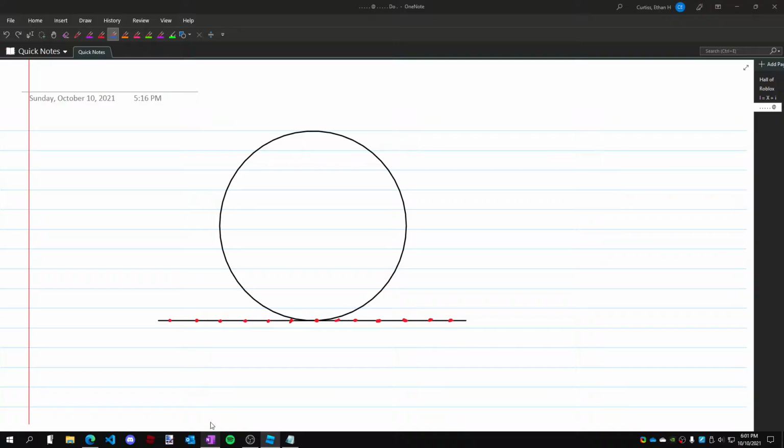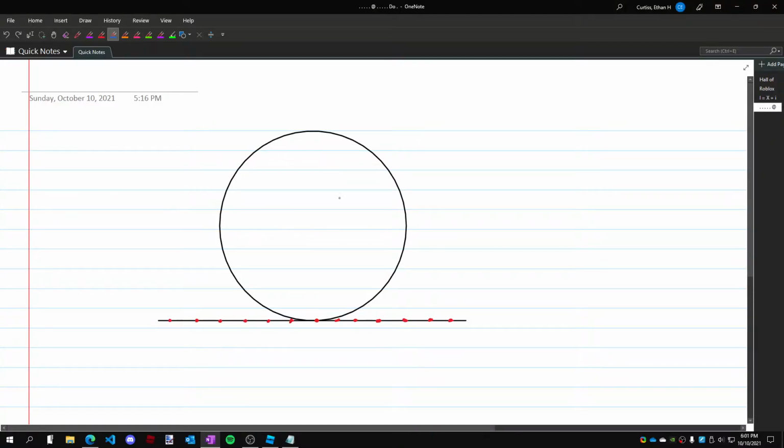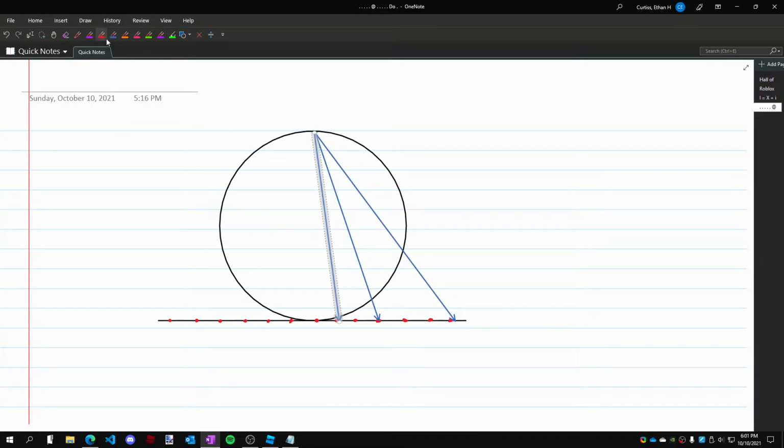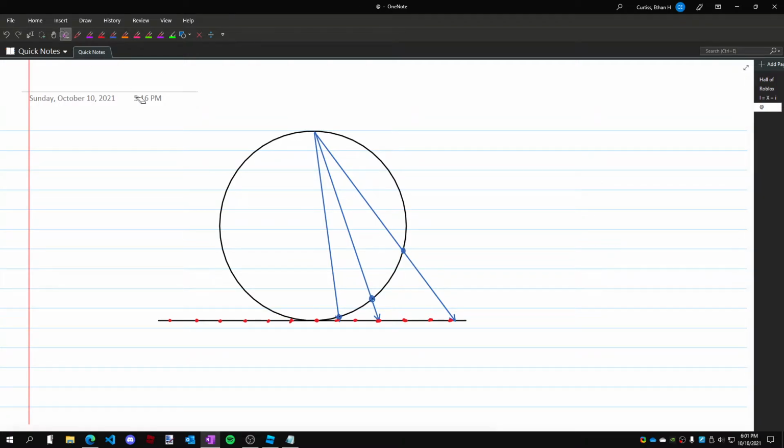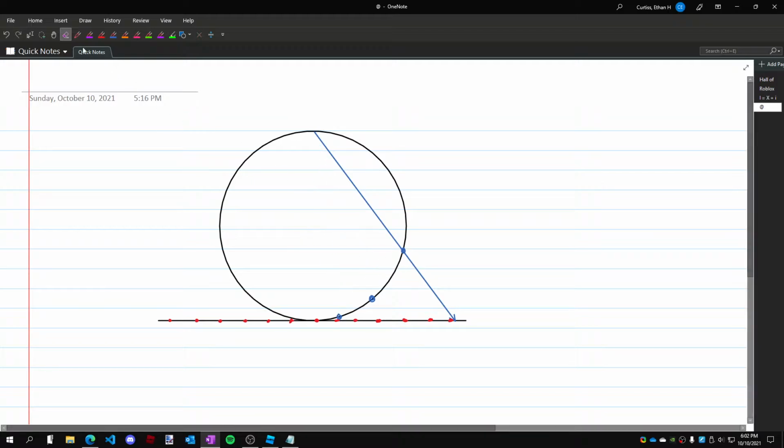Alright, so how did I do it? I'm going to explain to you the 2D case, but it sort of up-dimensionalizes to the 3D case. Basically what we have is a circle, and we have these evenly spaced points on a line. And what we want to do is draw vectors from the top of the sphere to the points, and then we want to see where these vectors cross the circle. That's our goal.